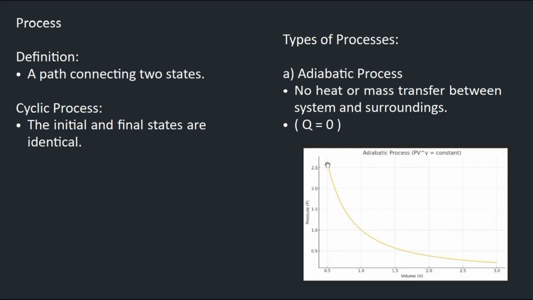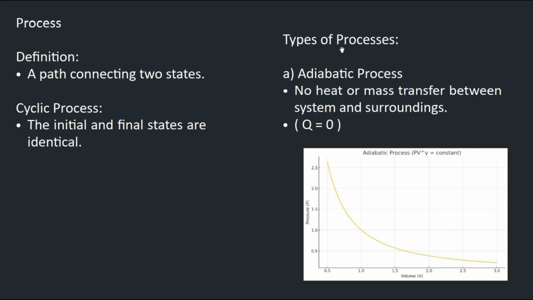The path connecting two states is your process. Cyclic process is a scenario wherein you start at a point, you take up many paths, and you come back to the same point. That is your cyclic process. So process is the path connecting two states. Cyclic process is a scenario wherein you take up any path, but you come back to the same point. The initial and the final state are identical.